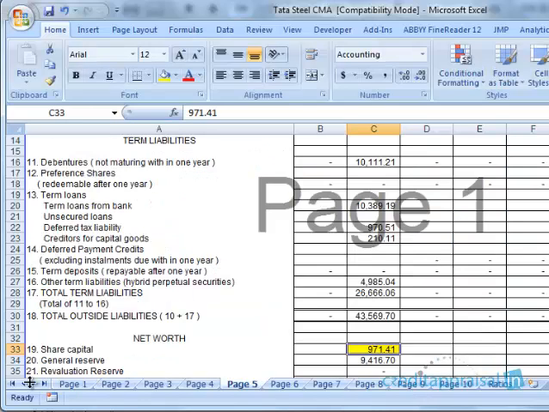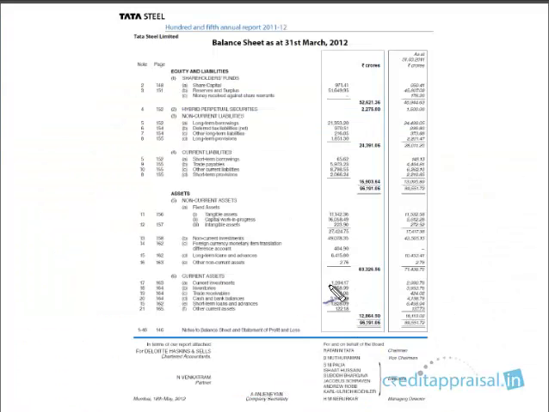So here we are in the CMA data, and you can see that 971.41 crores is placed under share capital. Where is this available? This is available under the liabilities. Under liabilities we have an item called share capital. Under share capital, please put 971.41 crores. That is highlighted in the yellow cell. So this is the share capital. Straightforward entry.